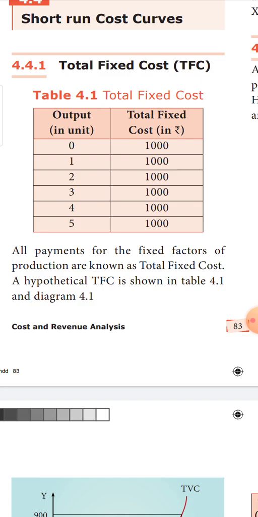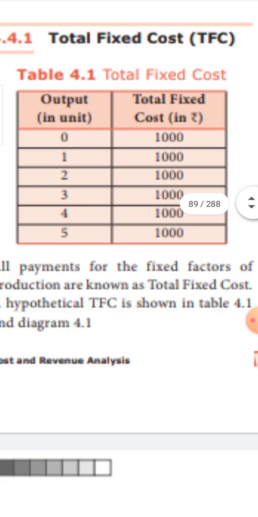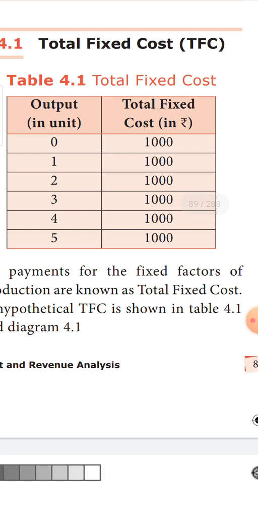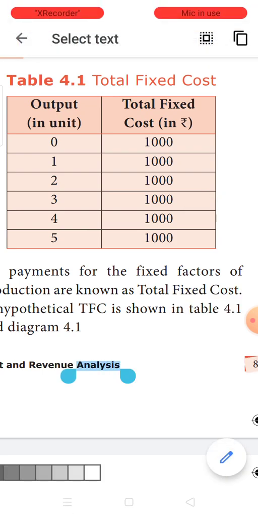Now just look into the table. The output is given in the first column and total fixed cost is given in the second column. It is in rupees. Cost normally is measured in rupees. When 0 units is produced, fixed cost is 1000. As output increases, you are incurring the same amount of fixed cost. That is the reason why it is called a fixed expense. It doesn't change with the output.